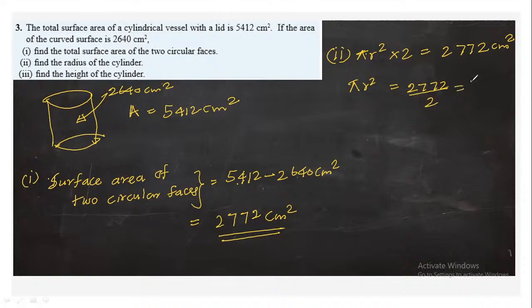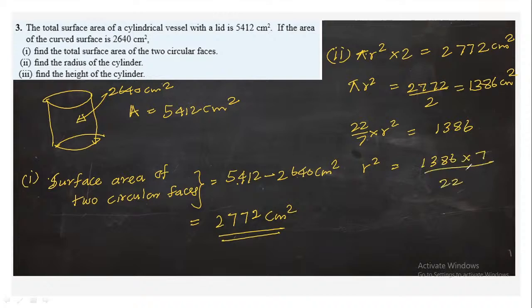Then 2 divided by 2, 1. 7 divided by 2, that is 3, 1 remaining, 17, there are 8, 12, 6. Then 22 over 7 into r squared equals how much? 1,386. r squared equals 1,386 into 7 over 22.